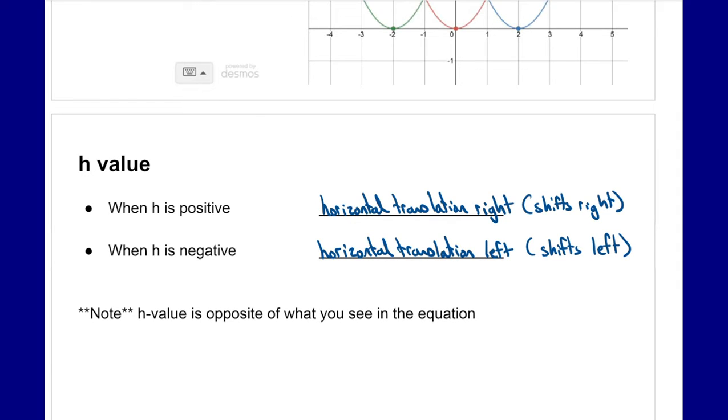Now, one thing to note, the h value is opposite of what you see in the equation. It's similar to the vertex form when we've dealt with it, similar to the factored form when looking at the x-intercepts. The h value is negative because the general form has a subtraction in it to begin with. So if we see a negative in the equation, that means the h value is positive. If we see a positive, it means the h value is negative. So just one thing to keep in mind.